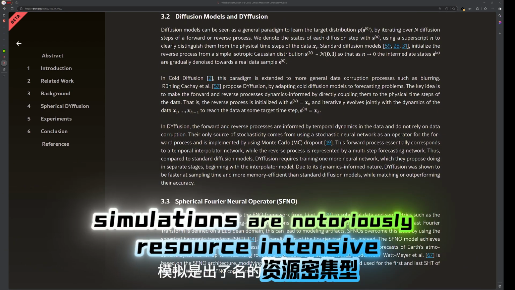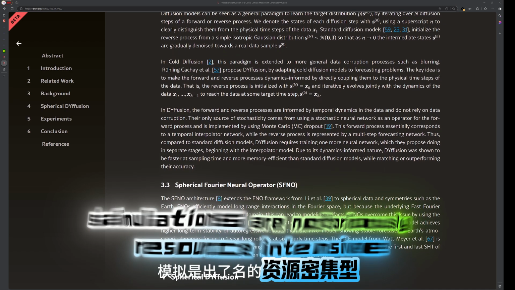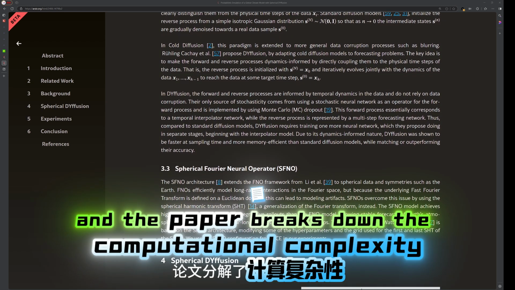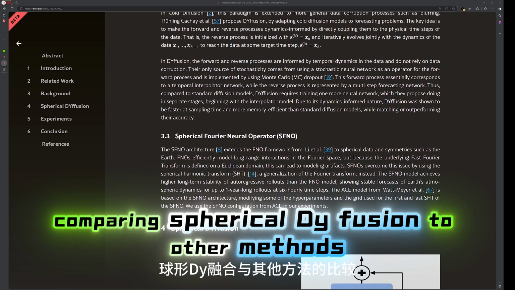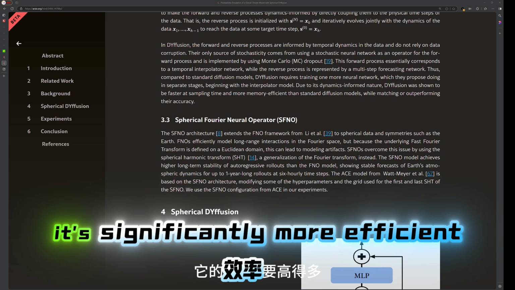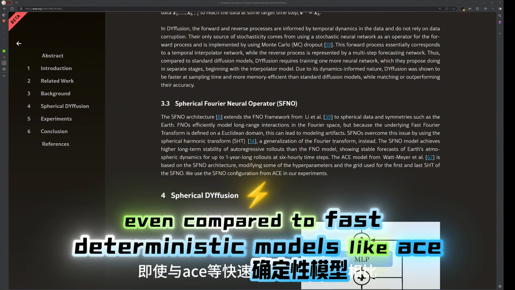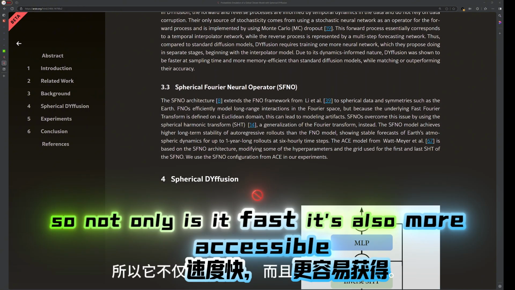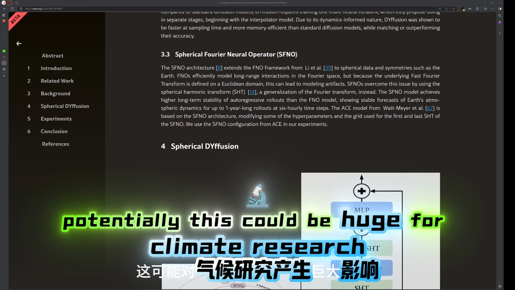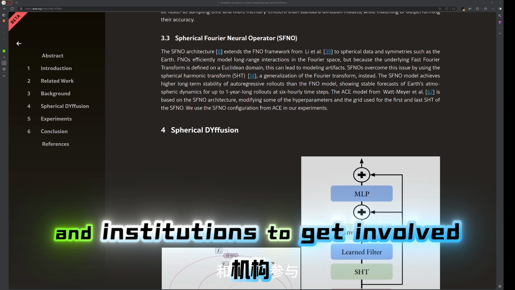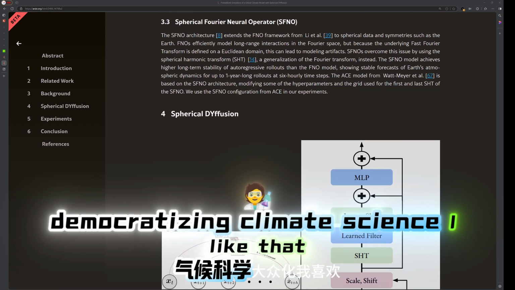I mean, those simulations are notoriously resource-intensive, even for supercomputers. You said it. And the paper breaks down the computational complexity, comparing spherical DYffusion to other methods. It's significantly more efficient, even compared to fast deterministic models like ACE. So not only is it fast, it's also more accessible, potentially. This could be huge for climate research, allowing more scientists and institutions to get involved. Democratizing climate science, I like that.